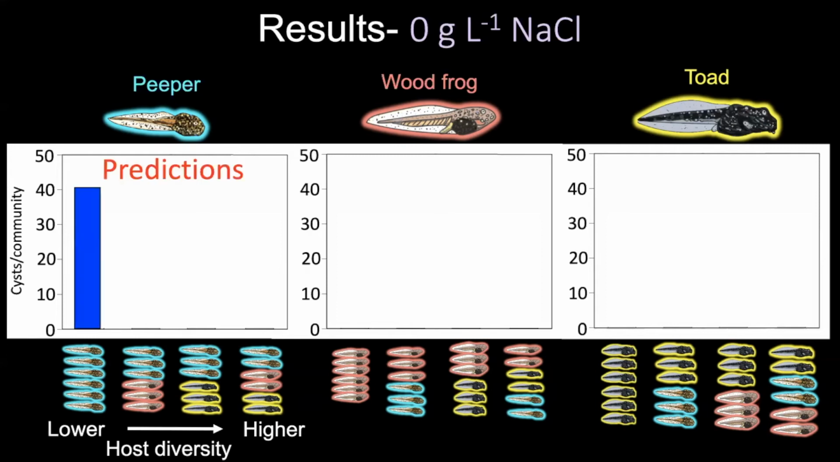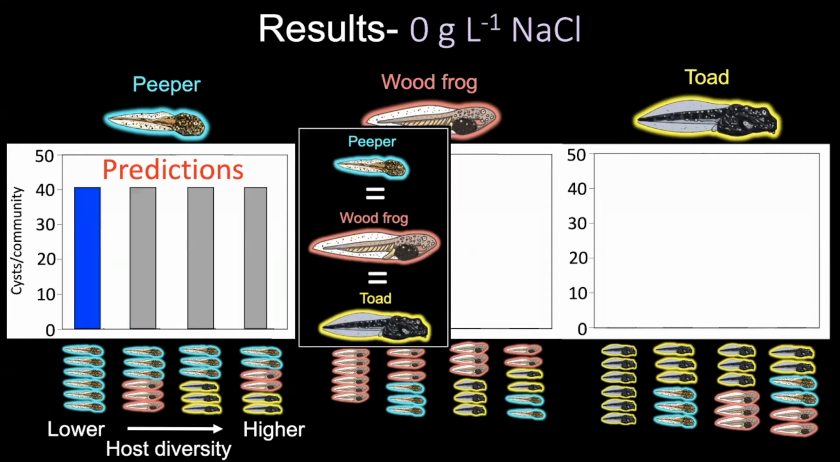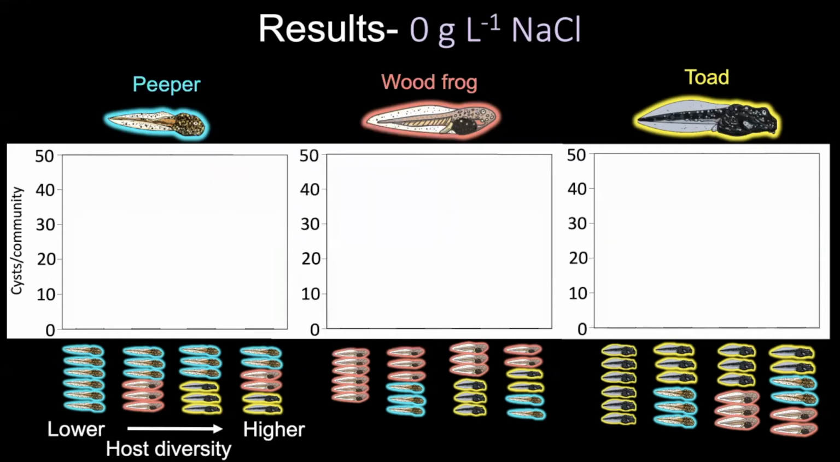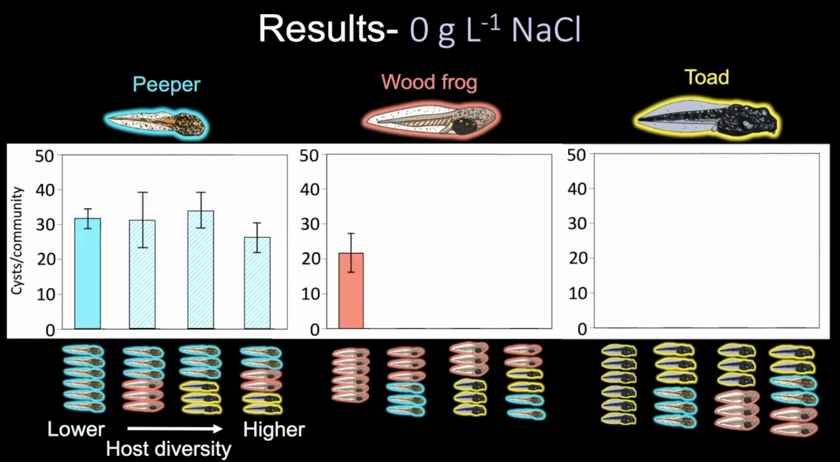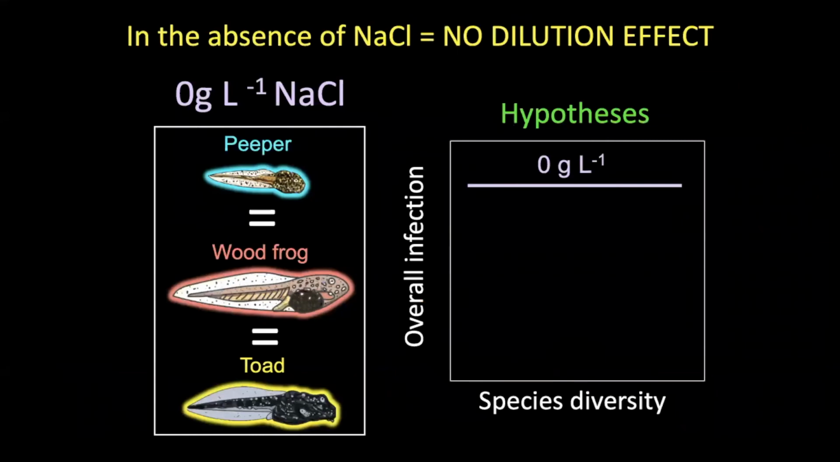As a reminder, we found that peepers, wood frogs, and toads all had similar levels of susceptibility, so we didn't predict that with increasing host diversity we would see a benefit of reduced susceptibility. So we predicted no evidence of a dilution effect. So what did we find? We found that in all cases, we found no evidence of a dilution effect. Increasing host diversity did not lead to a decrease in overall infection in the absence of salt. So in the absence of salt, no dilution effect.